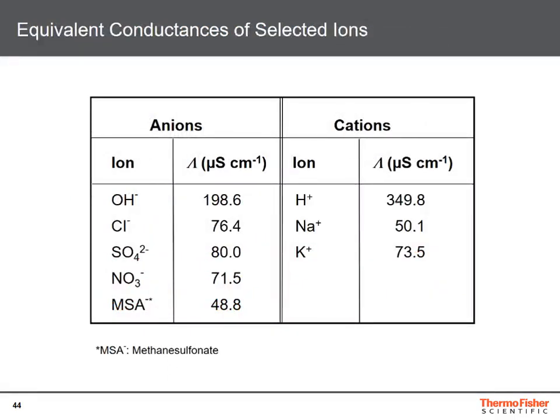The background of this discussion are the equivalent conductances of selected anions and cations summarized in this table here in this particular slide. As we can see in the first line, the hydroxide and the hydronium ions have much higher equivalent conductances in comparison with other anions or cations. So if we convert the analyte into the corresponding acid or the corresponding hydroxide, we are not only increasing the specificity of the system, but also the sensitivity.